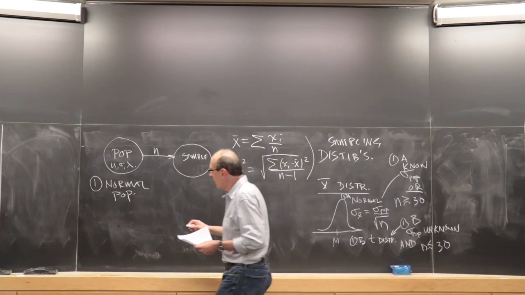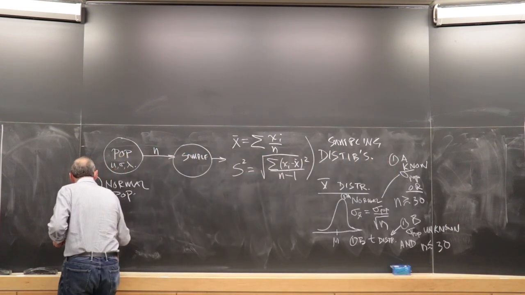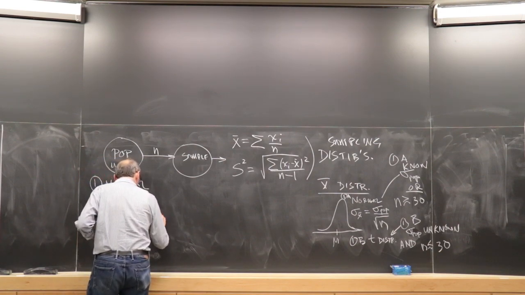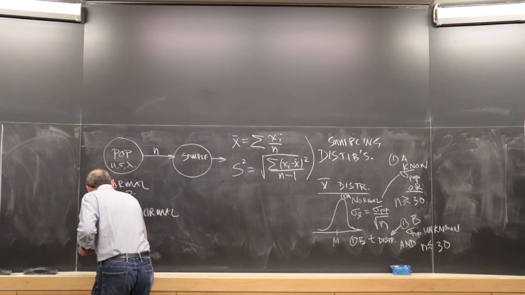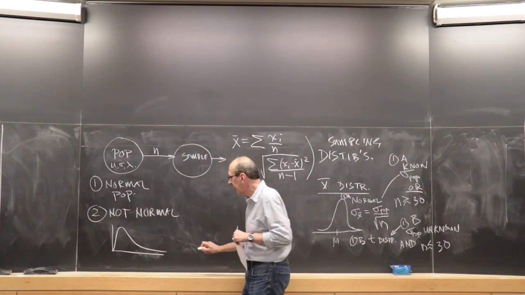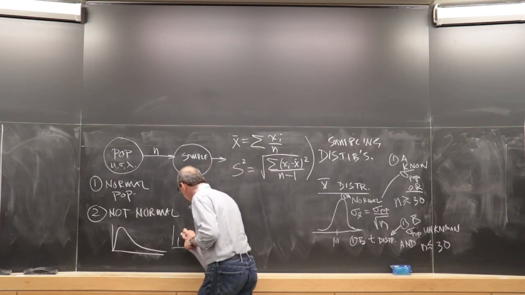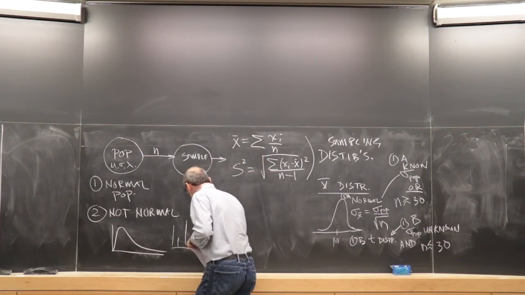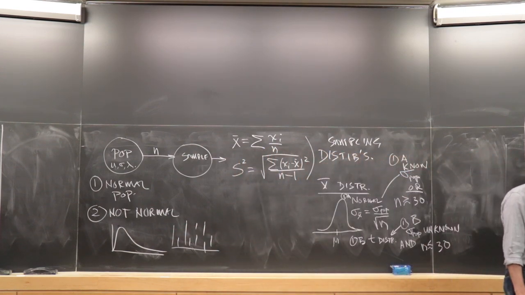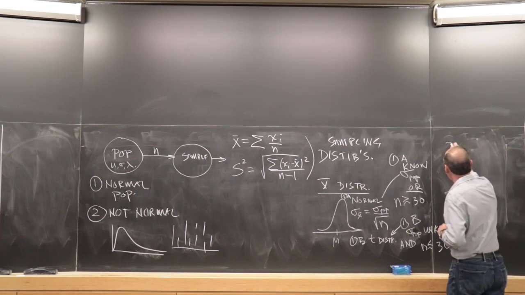Okay. Number 2. Suppose it's not normal. I don't care what it is. It can be any funky thing. It could be a binomial that's skewed way off to one side. It could be some weird numerical thing that is hard to describe analytically. Whatever, it's not normal. What do we do? Okay. So this is case 2.